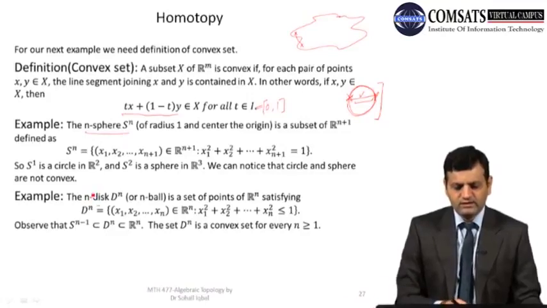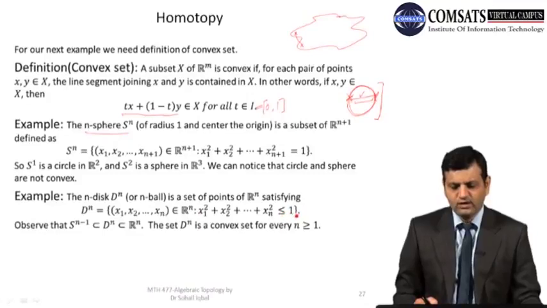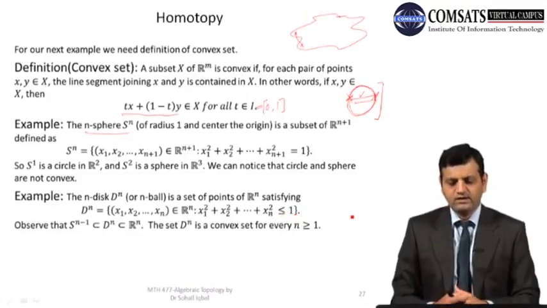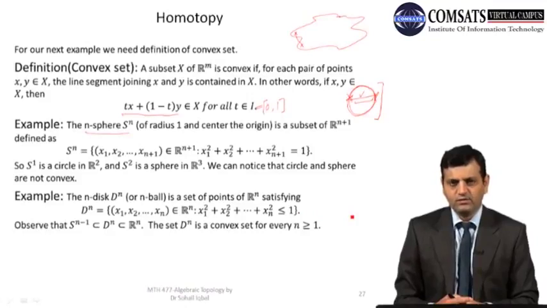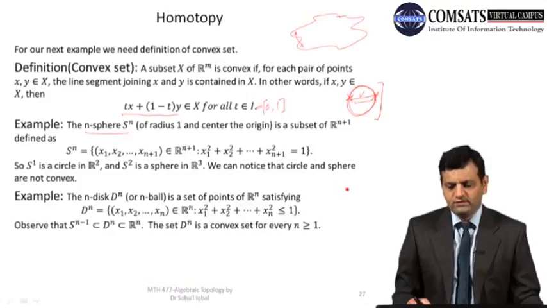So let's discuss another example. The n-disk D^n is a set of points of R^n satisfying this condition: x1 up to xn such that x1 squared plus x2 squared plus up to xn squared is less than or equal to 1. We are taking the collection of all points whose distance from the origin is less than or equal to 1. Of course, when we discuss R2, this set is going to be the unit disk, the collection of all points inside the unit circle.